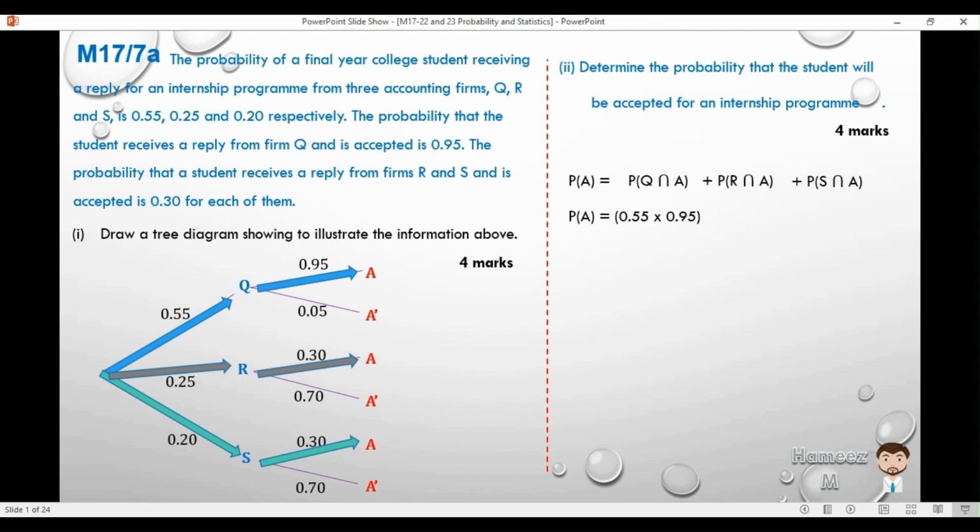Or if we're looking at the middle or gray pathway, then it'll be 0.25 multiplied by 0.30. And for the light green pathway at the base, it will be 0.20 multiplied by 0.30. And now we simply use our calculators, and that will give us 0.5225 plus 0.075 plus 0.060, which gives us a total probability of being accepted to be 0.6575, or 65.75% probability of being accepted by one of these three firms.